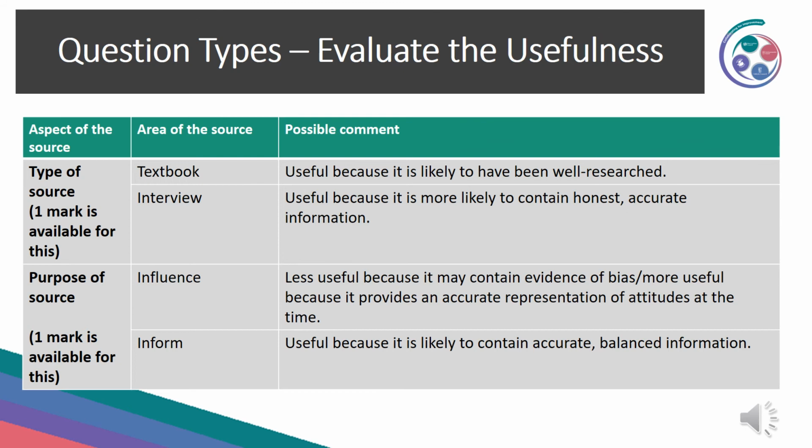If a source has been produced to inform the reader, this tends to be useful because it is likely to contain accurate, balanced information. Remember that when you're answering any Evaluate the Usefulness question, you must identify the point from the source, give a comment on its usefulness, and an explanation as to why. This applies to content, source omission, and any other aspect of the source that you are deciding to comment on.